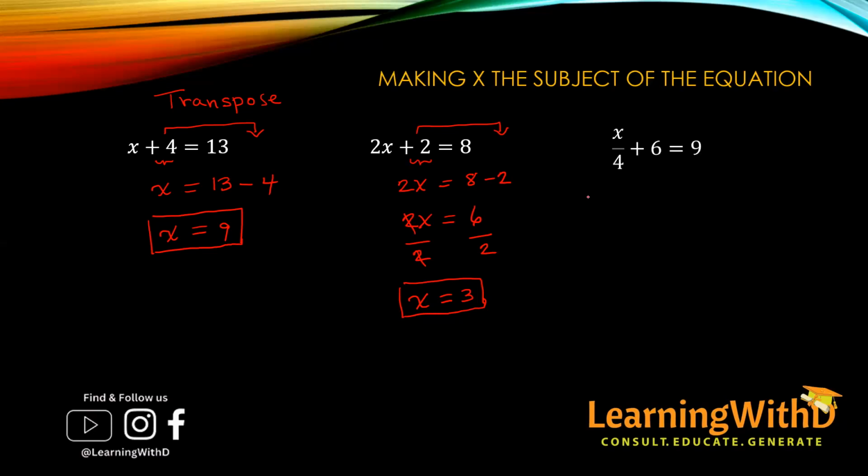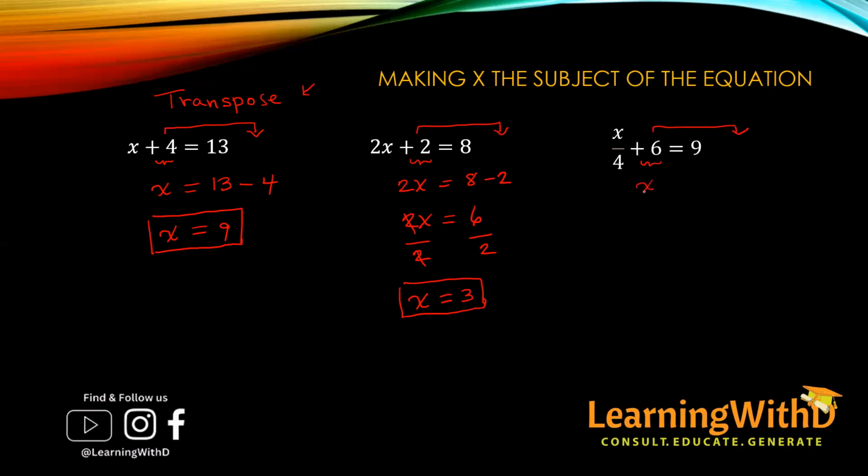All right, here's another problem. A little bit more complicated, but the principle is the same. Here I have a constant, 6, that I don't want. So I'm going to take it over here, okay? And when I do that, it's going to become negative. And what did I do? I transposed it, okay? So let's transpose that 6.